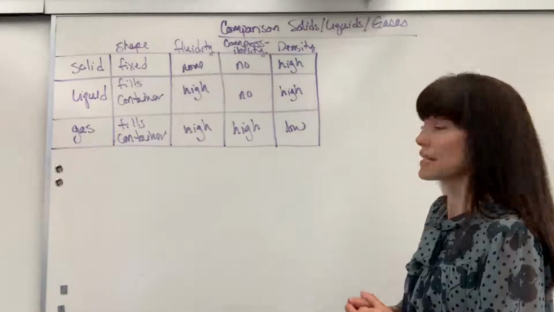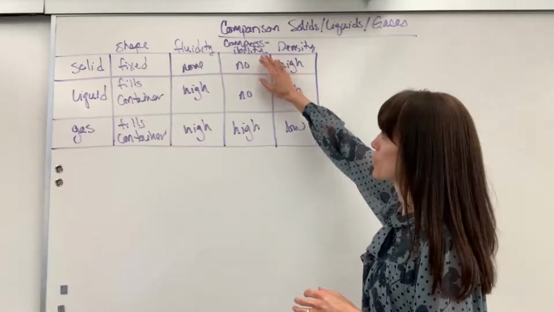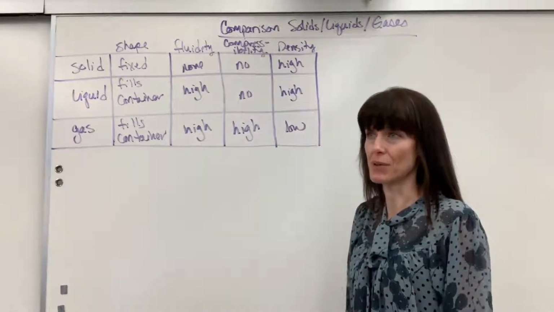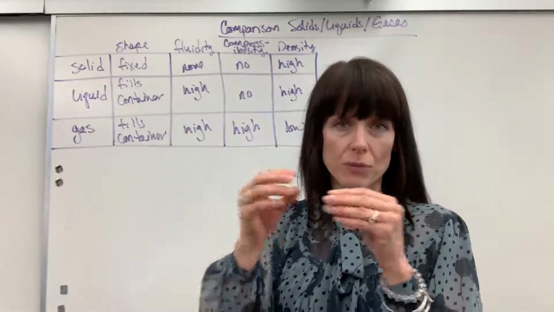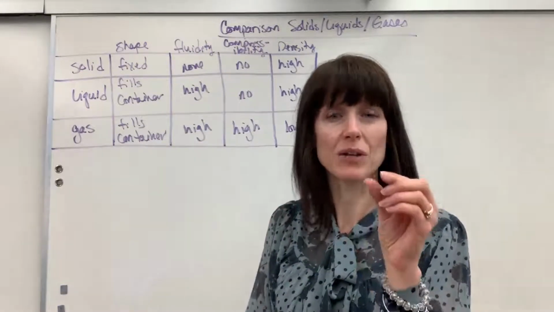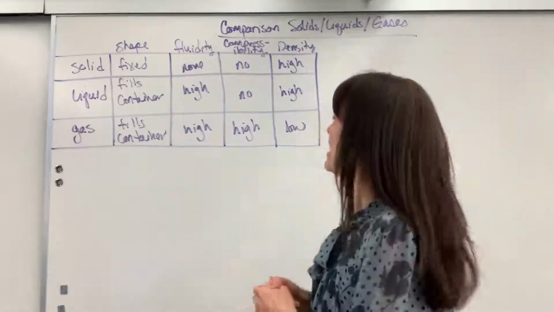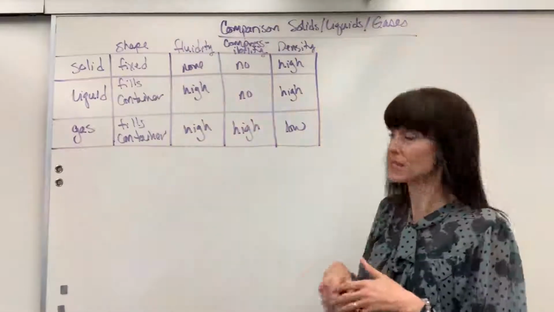Now compressibility, this is removing empty space. So again, for all intent and purpose, we say that solids are not compressible. Now you might come up with an example of like a sponge, that the sponge, you can actually remove the empty space, but you're looking at the molecules themselves attached. You can't remove empty space between the molecules. Liquids, again, we'll say for all intent and purpose, they're not compressible.